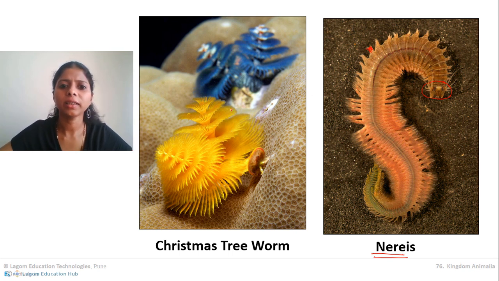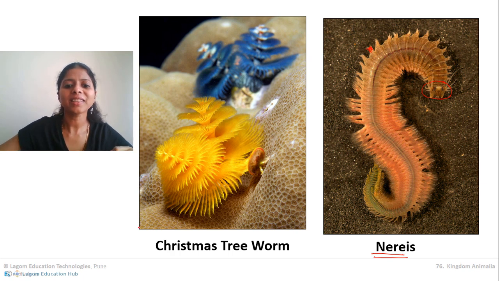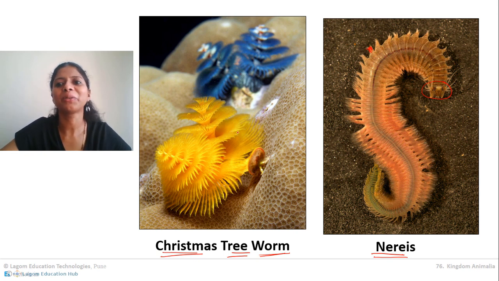Now the next example, which is a little different example of Annelida, is the Christmas tree worm, which comes under a genus called Sabella. So Sabella are very beautiful Annelida. See, it looks totally different. It looks exactly like a Christmas tree. But it is a cousin of the earthworm, or a cousin of Nereis, kind of. But it doesn't look like them at all.